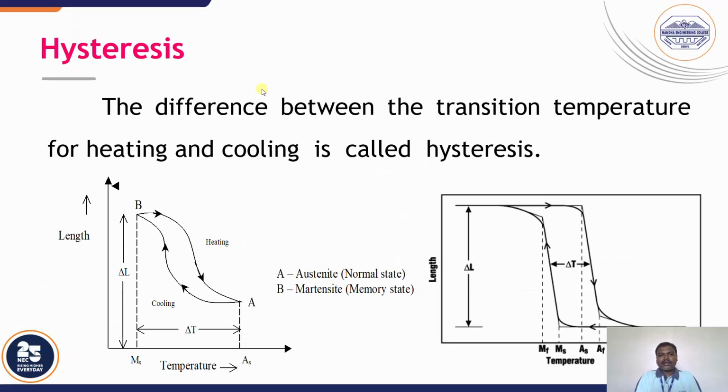Another characteristic is hysteresis. Hysteresis is entirely different for this material. The difference between the transition temperature for heating and cooling is called hysteresis. So hysteresis mainly depends on the transition temperature for heating and cooling, and it modifies the formation of phases, like austenite to martensite or martensite to austenite. This is a picture representation of the hysteresis loop. In this hysteresis loop, a reverse hysteresis loop is observed for this kind of material.